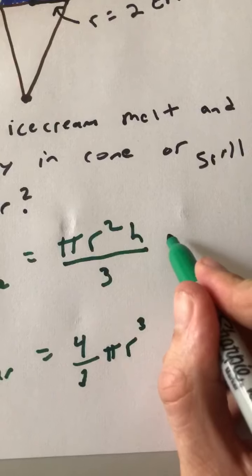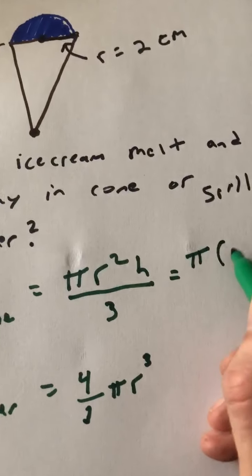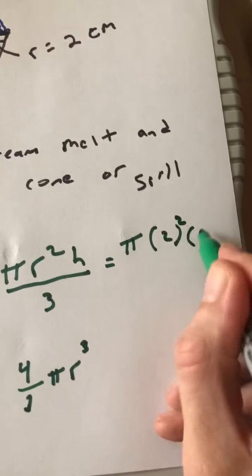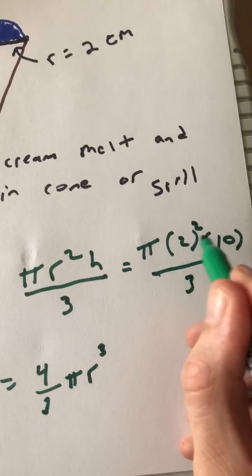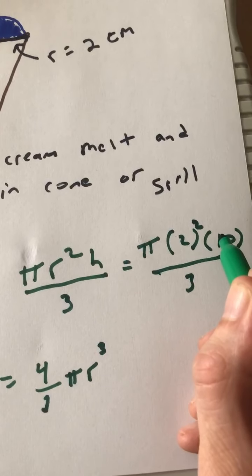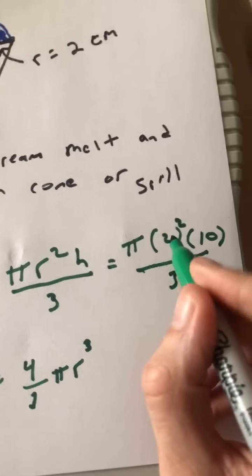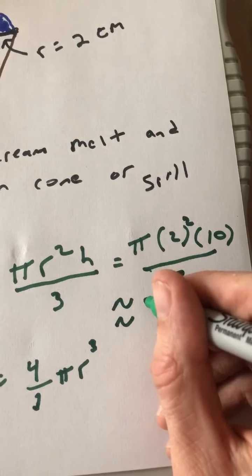Okay? So let's see. So we've got pi times 2 squared times the height, which is 10. Divide that by 3. 2 squared is 4. 4 times 10 is 40. 40 times pi divided by 3 is going to be approximately, I'm just going to round it, if you do the math, about 40.